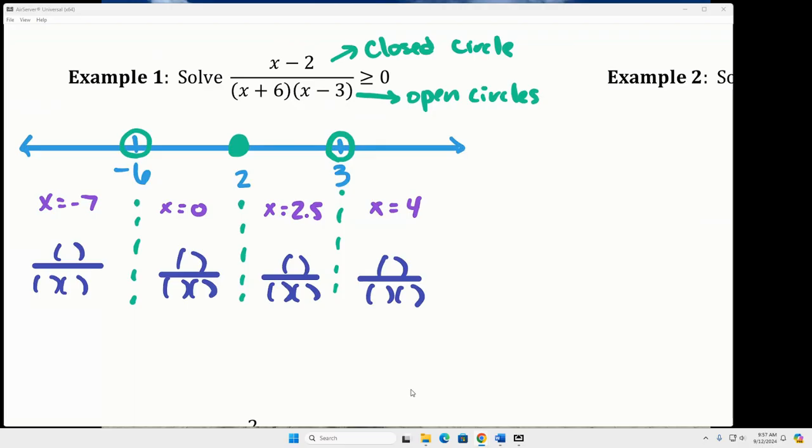All right, so the rules for multiplying and dividing negatives are the exact same rules. So an even number of negatives is going to make a positive. An odd number of negatives is going to make a negative, just like when we did this before. So I'm going to plug -7 into each factor and just determine if I get a positive or a negative. And then just like I said, an odd number of negatives is a negative. Same thing with 0 and 2.5 and 4.